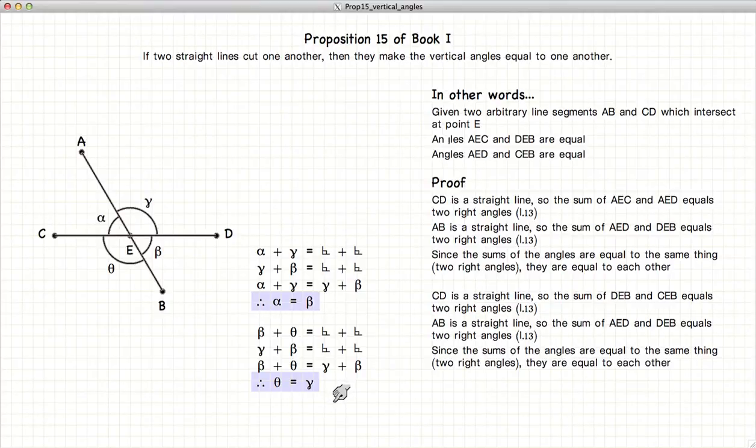So thus we have demonstrated that if you have two straight lines, the vertical angles will be equal. Alpha will equal beta, gamma will equal theta.